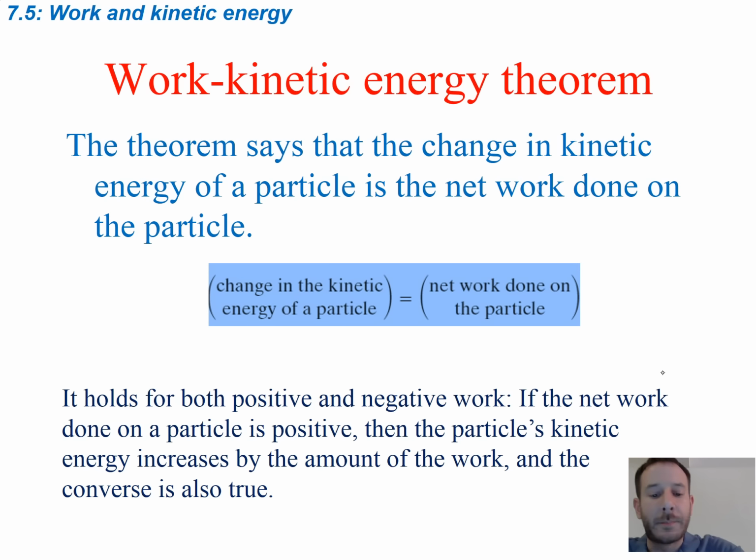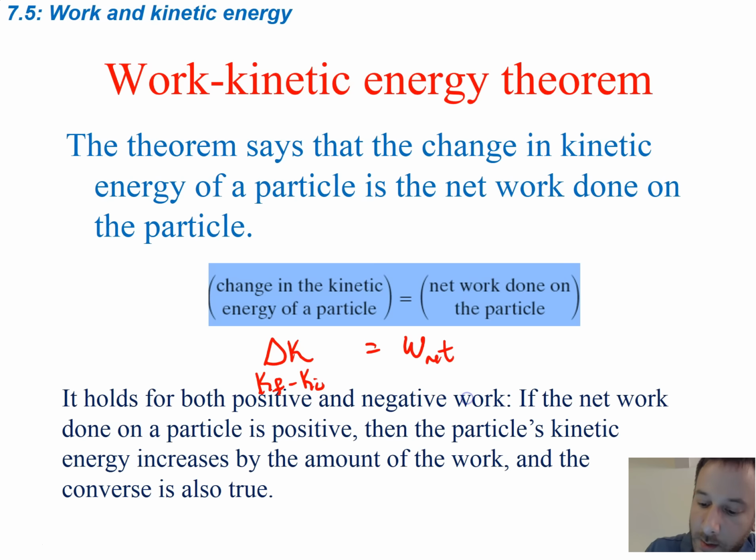The work-kinetic energy theorem says that the change in kinetic energy of a particle is equal to the net work done on the particle. Again, this delta is just the change in, which means final minus initial. So our final kinetic energy minus our initial kinetic energy is equal to the total amount of work done. It holds for both positive and negative work.